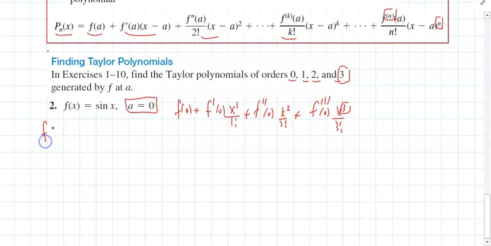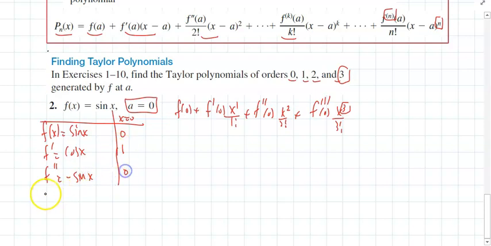That's all I need, because they want the third degree polynomial to be the highest. So I'll go on the side, and this is a lot simpler than what I did. The sine of x evaluated at x equals 0, that's a 0. F prime will be the cosine of x, that's a 1. F double prime will be negative the sine of x, that would be a 0. And the third derivative would be negative the cosine of x, that would be negative 1.